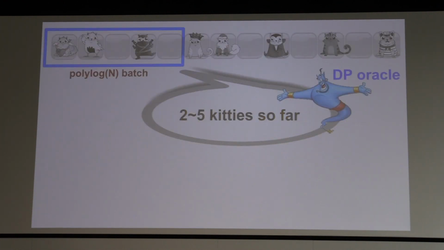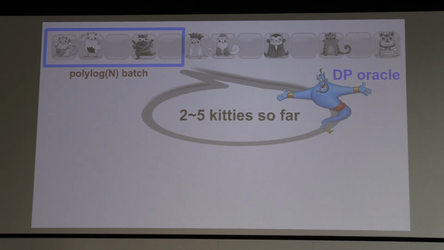And here's how the algorithm works. OK, so I have my input memory array. I'm going to look at a polylog size batch. For now, imagine there's an oracle, and the oracle gives you differentially private advice. And now, in this case, the oracle says that there are 2 to 5 kitties encountered so far in this blue box. So how can I make use of this advice?